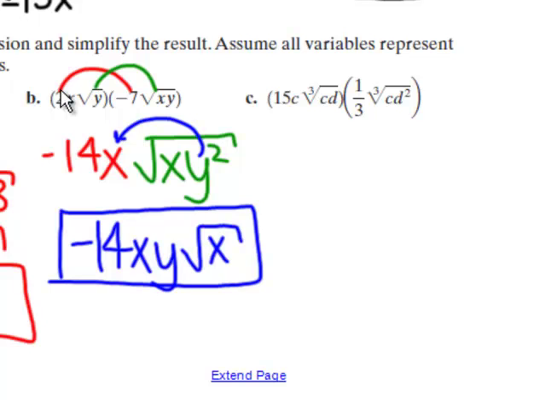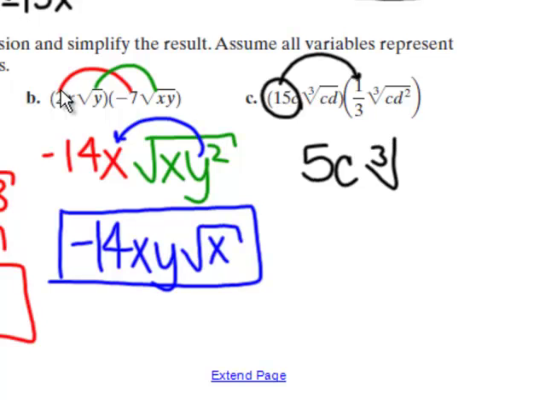Last one looks super scary because it has fractions and a bunch of stuff going on, but the steps are exactly the same. Take your stuff on the outside, so 15c, and multiply by the stuff on the outside of the other one. So 15 times 1/3 is just 5. We have the c. And then inside the cube root here, we have cd times cd squared. So I have 2 c's, and then I have d times d squared, or d cubed.